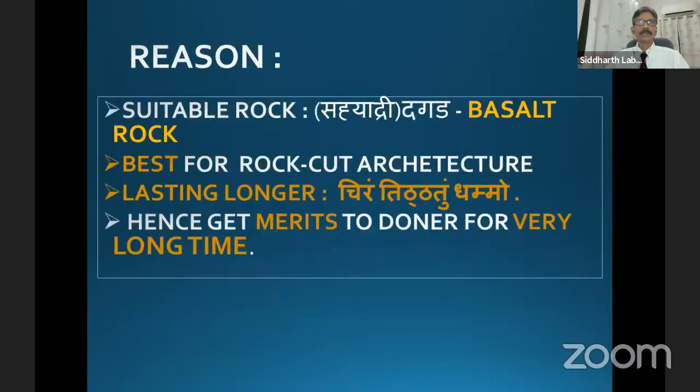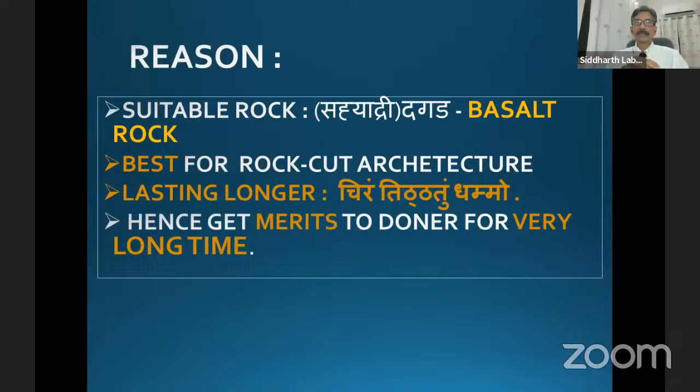So what is the reason? The reason is the basalt rock. That rock is very good for rock cut sculptures, best for architecture. It lasts longer. The sculptures last longer, right?